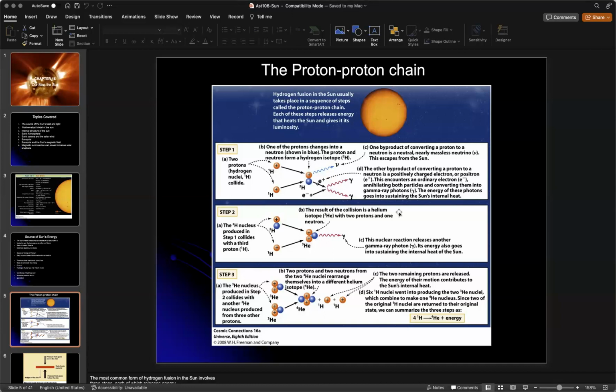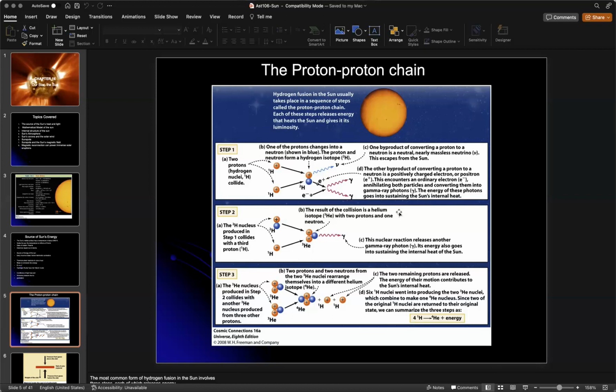Sorry, in the process of conversion of the proton into a neutron, a neutrino is released. Then this is called deuterium. Then the deuterium and another hydrogen nucleus combine together to form an isotope of helium, which is called tritium. It has 2 protons and 1 neutron. In this process, again, some gamma radiation and heat energy is released.